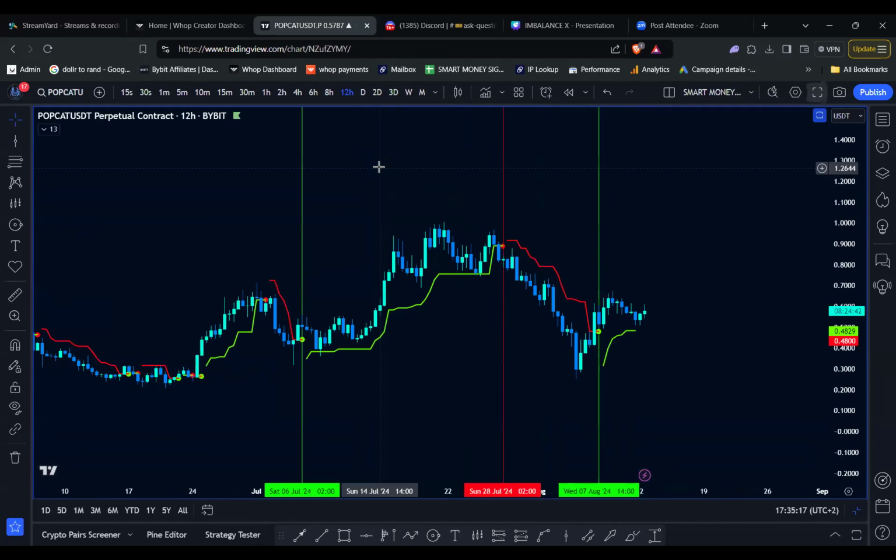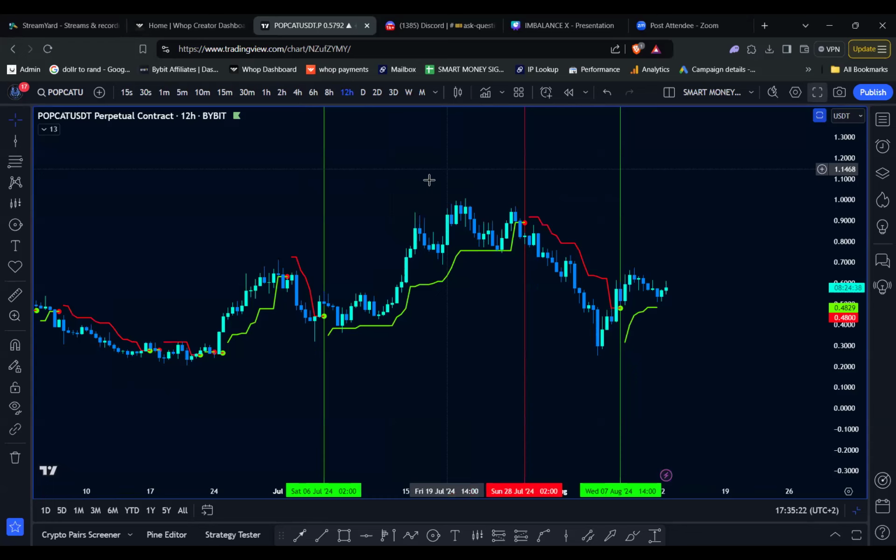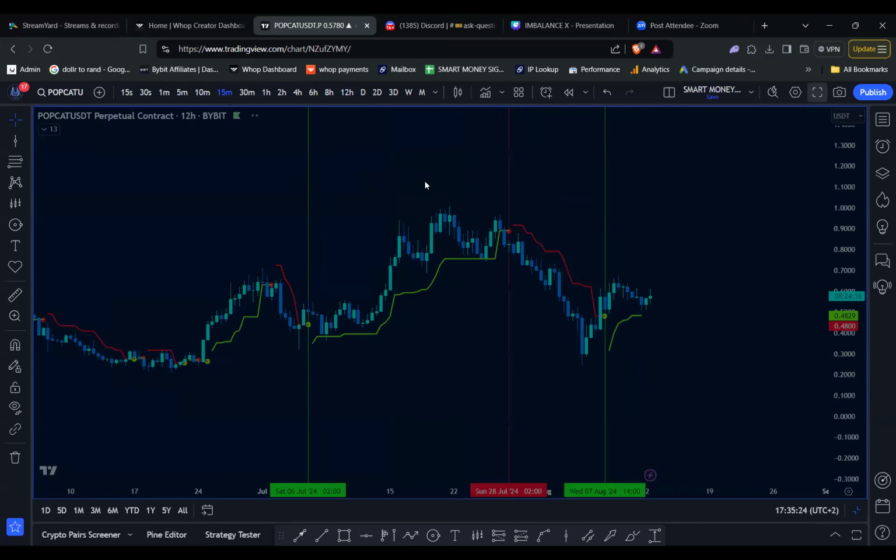So I'm not using the daily anymore. I'm using the 12 hour to identify these round trips. And then I'm going to go down to a 15-minute or a 5-minute for my entries.